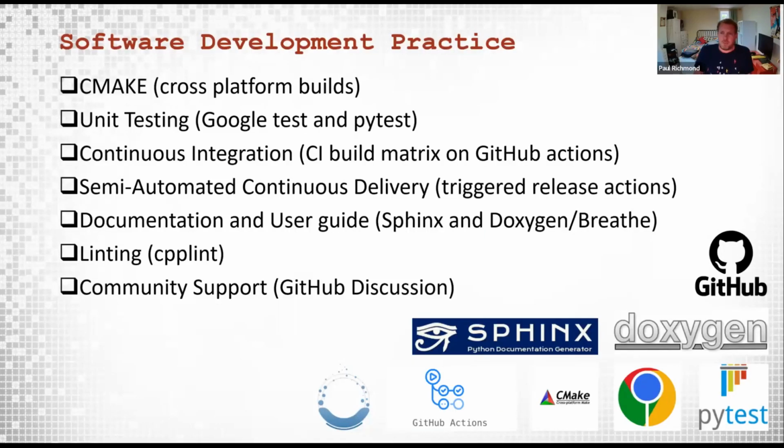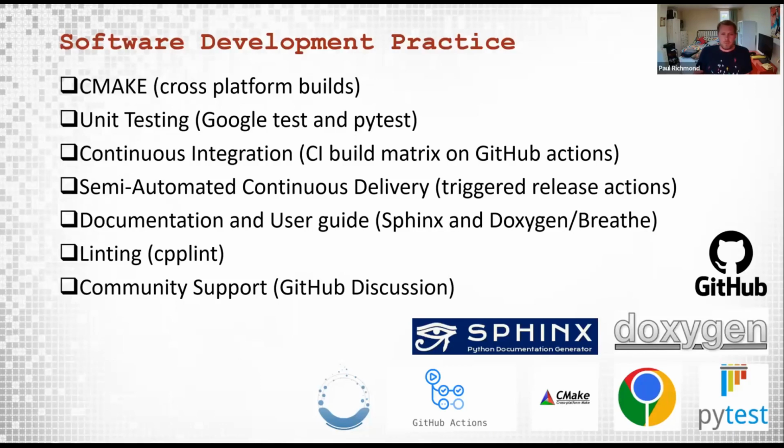Before I finish, it would be a shame not to mention all the nice research software development practice that's gone into Flame. Given that I've been building a group and training RSEs for some time, and the Flame software is my baby, I've really tried to push the boundaries of how much of this we can get within the software. We've done a lot of things that I would consider good practice, and so should everyone. We've used things like CMake, unit testing, continuous integration, semi-automated continuous delivery, so we have triggered release actions, documentation and user guide, linting, and community support.